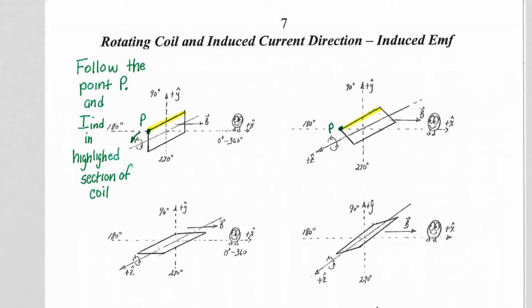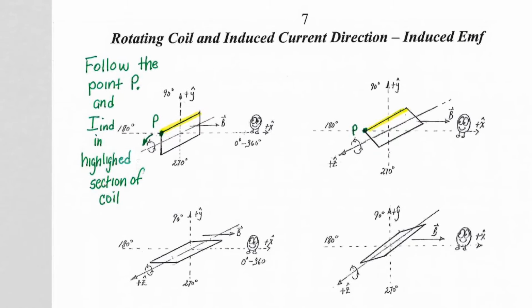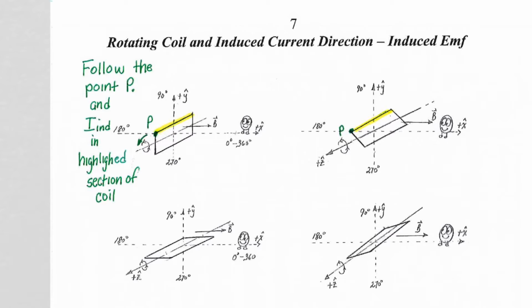In this lesson, we're going to examine how changing flux is caused by the area and the B field angle changing. So what we're looking at in this problem is going to be a single rotating coil, this rectangular coil that I have shown here. We're going to say it is rotating around this axis. We are going to focus our analysis on that highlighted region and the point P.